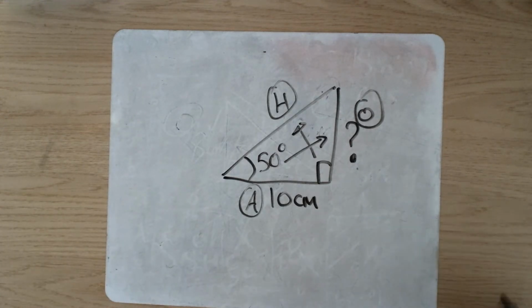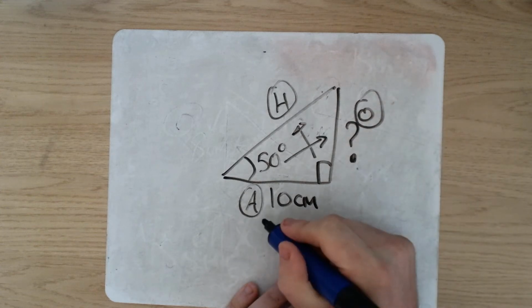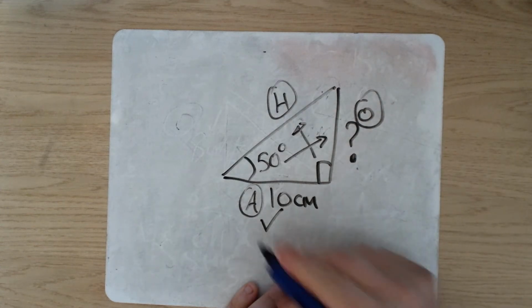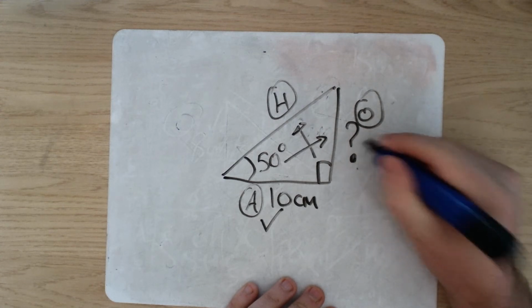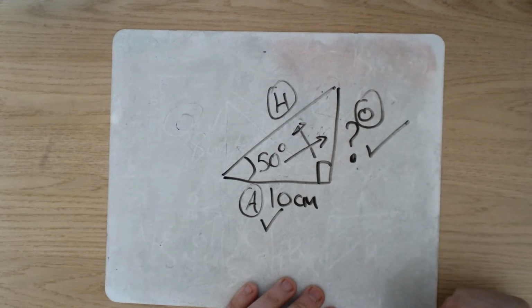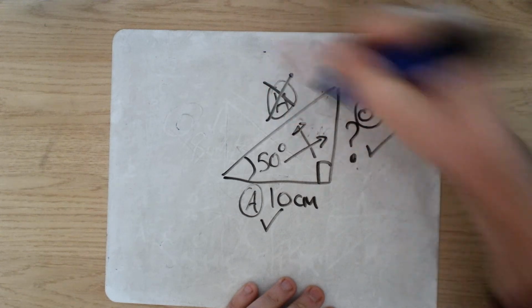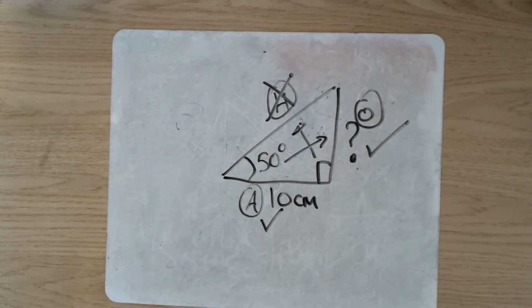I'm now going to tick tick cross. So I'm interested in the adjacent because I'm given it, it tells me it's 10 centimeters. I'm interested in the opposite because it's asking me to find the opposite. I'm not interested in the hypotenuse, so I'll cross that one out.